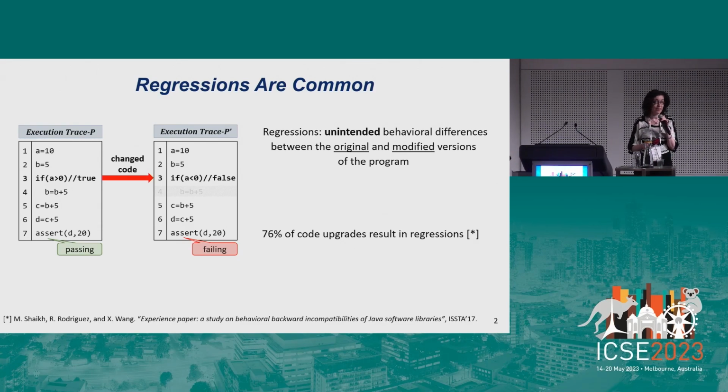Regressions are unintended behaviors or faults that happen when you transition from a previous original version of the program to a new version of the program. According to some studies, around 3/4 of upgrades result in regression failures, which developers take a lot of time to troubleshoot and fix.